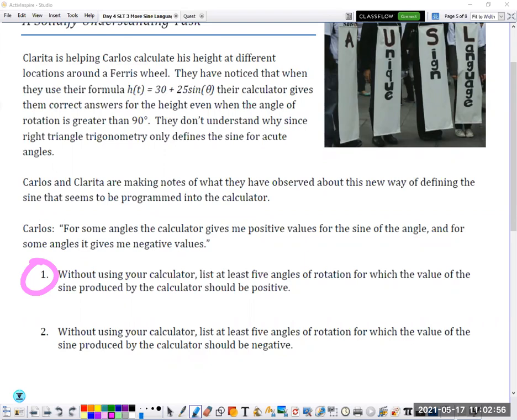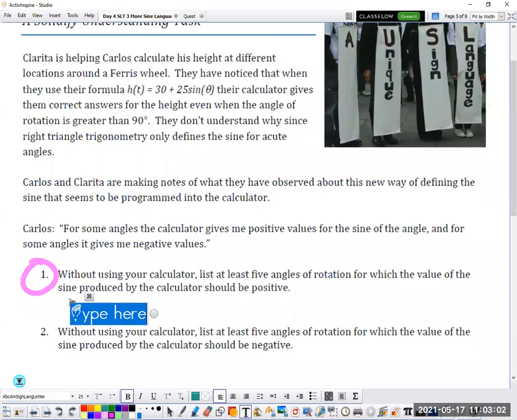Hey, Hayden, can you unmute yourself and say what you typed to me? I said any angles between 0 and 180 degrees will have a positive sine value. Any angles between 0 and 180.